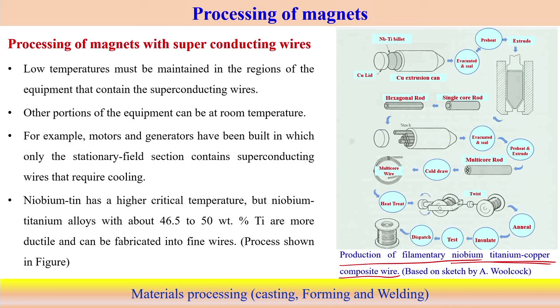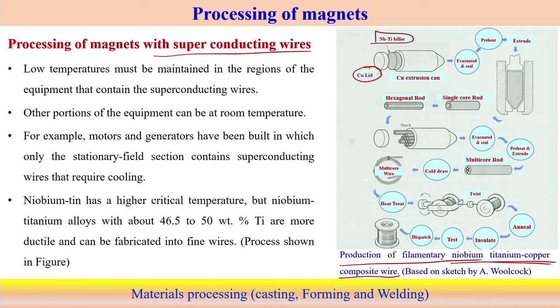But how can we process this particular wire? That is the processing of the magnetic wire, in this case magnets, from the superconducting wires. We can produce this magnetic wire, which is applicable in different areas. First we start with the niobium titanium billet and the copper lead. We see the copper lead and niobium titanium billet.